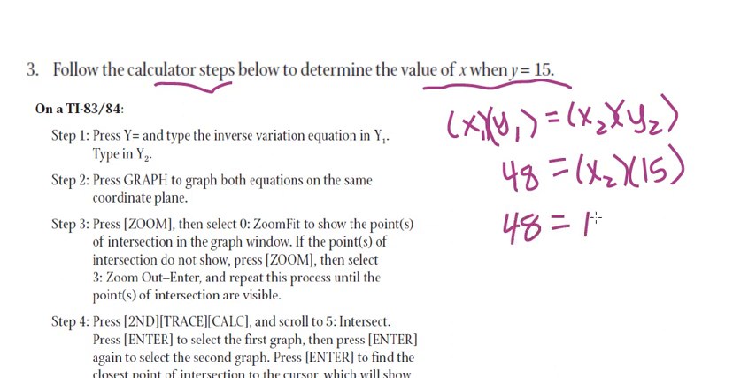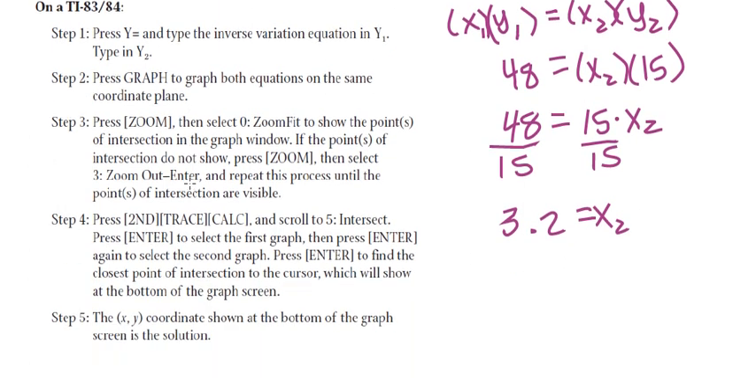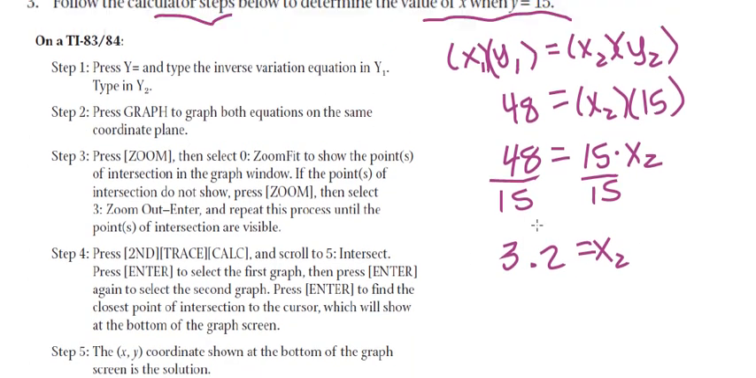So now what you need to do is to solve the equation here. You've got that 48 is equal to 15 times x2. So when you divide both sides by 15, you get that x2 would be equal to 3.2, and it absolutely is. So you can go ahead and look at these calculator steps and do this using a calculator, but I don't know why you would want to do that when that is so simple there.